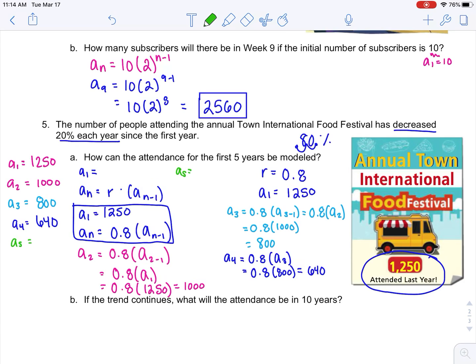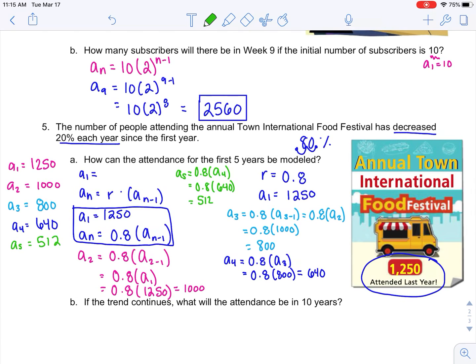I'm out of room, so I'm going to put it in the middle right here. A5 equals 0.8 times our previous term, A4. So A5 minus 1, which is A4. So 0.8 times 640, which gives us 512. So A5 is 512. So the first 5 years can be modeled by 1,250, 1,000, 800, 640, and 512.